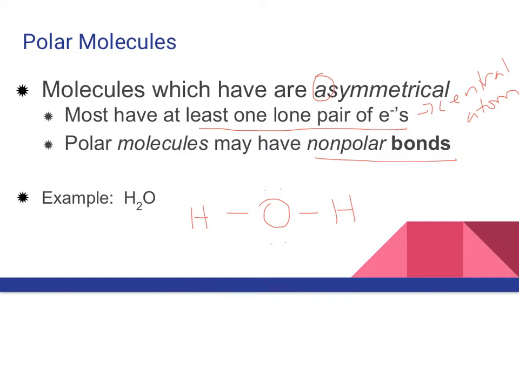What we're really looking at here are the presence of those lone pairs. We have a pair of lone pairs here and a pair of lone pairs here, and so this is going to be an asymmetrical molecule, or a polar molecule. Polar molecules are asymmetrical, and most of them are going to have at least one lone pair of electrons on that central atom.